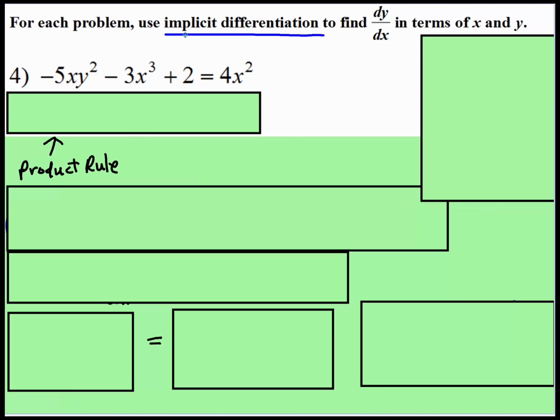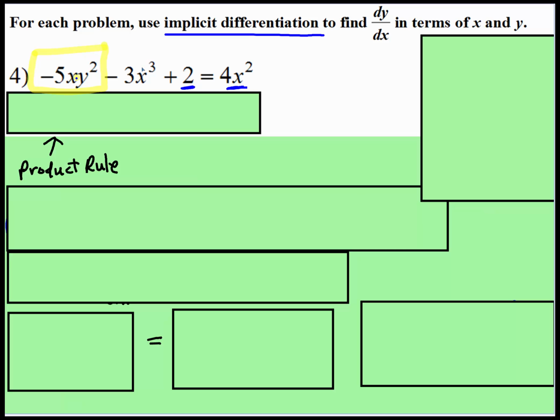Okay, we're going to use implicit differentiation to find the first derivative of this non-function. And notice, one thing you might want to notice is this term right here. You have two functions. You have negative 5x times y squared. So there's going to be a product rule when you do the derivative. Also notice we have the constant on the left and then a 4x squared.